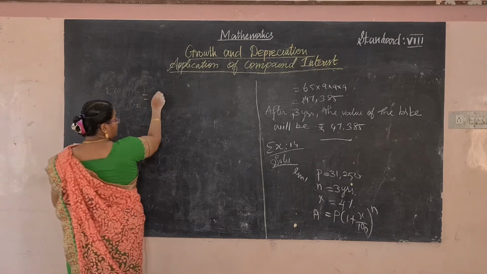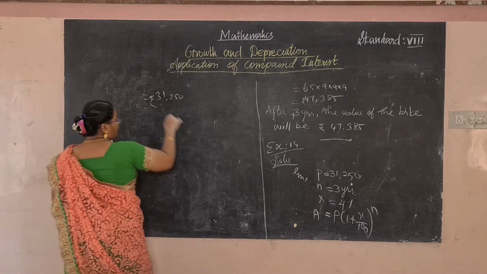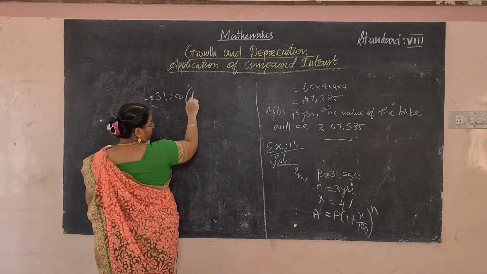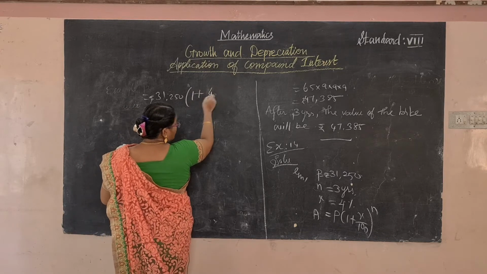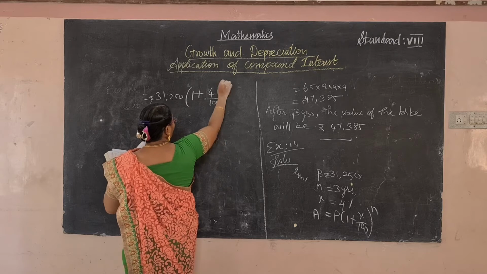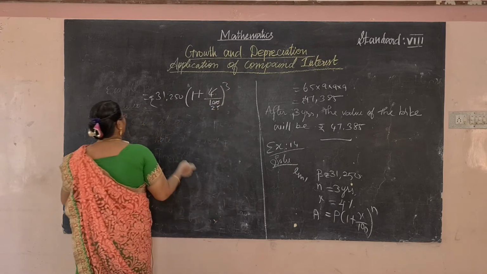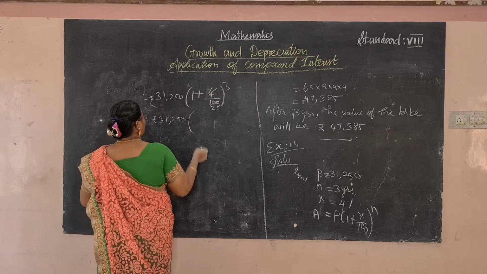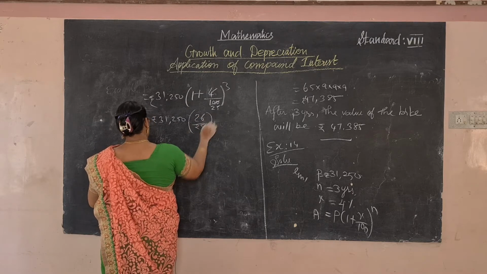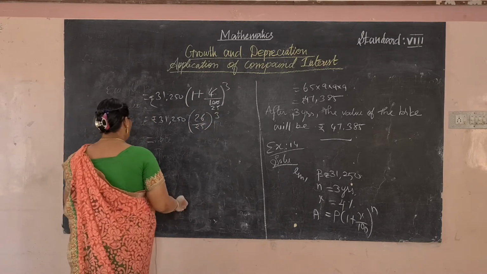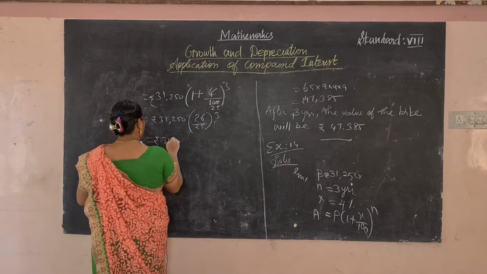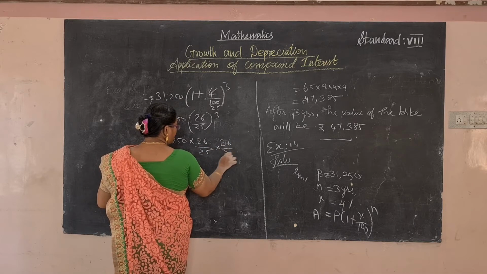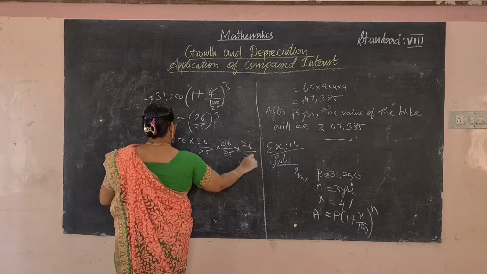Now substitute the values: 31,250 rupees, 1 plus R value which was 4%, so 4 by 100 the whole power 3. It cancels in 25, so 26 by 25 the whole power 3. Okay, so write it in expanded form: 31,250 into 26 into 25 into 26 into 25 into 26 into 25.